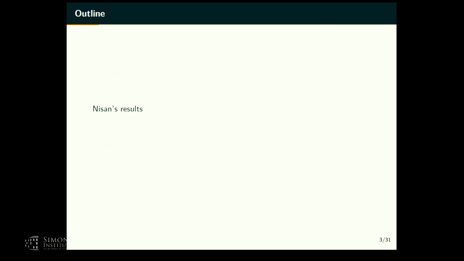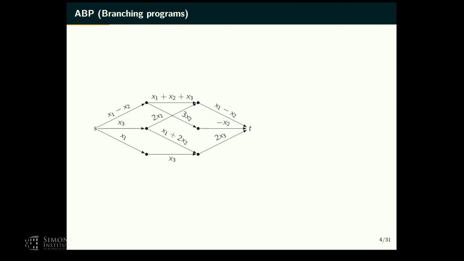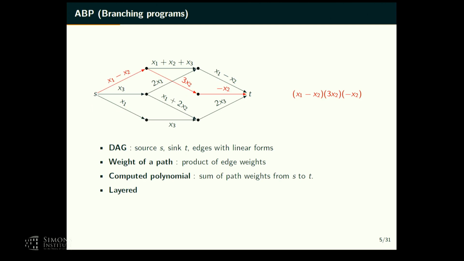So just to start, I'm sure everybody knows what an ABP is and Nisan's result, but just very quickly. So you have this layered graph. You have linear combinations of the variables on the edges. The weight of the path is the product, and then you sum the weights of all the paths, and this gives you your computational model. And in Nisan's case, you have a nice layered ABP because you're only interested in computing homogeneous polynomials, and we'll come back to that.